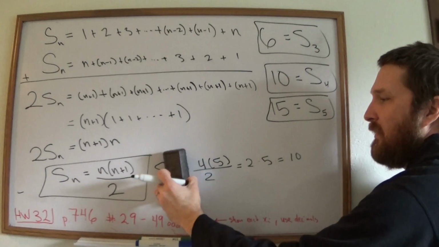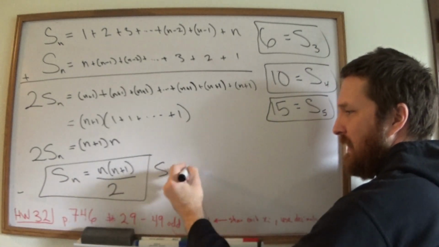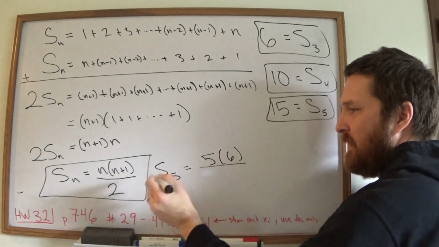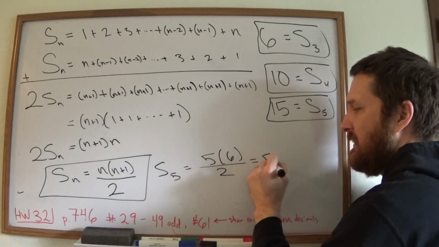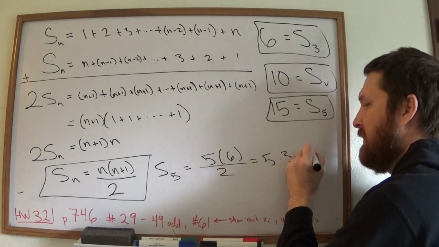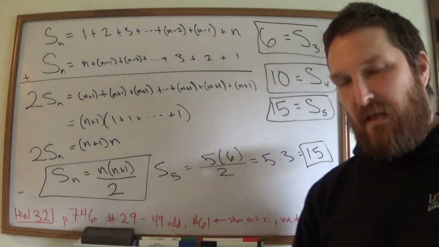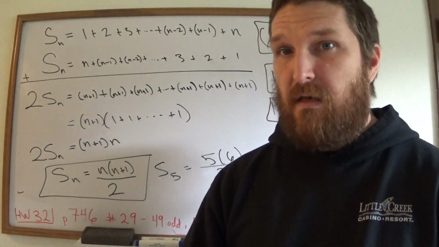Let's do the other one. S sub 5, the formula tells me it's 5 times the next one, 6, over 2. 6 and 2, that divides, and it gives me 3, so 15. Nice. Okay, I wanted to bring this up because this will be very useful in the near future.